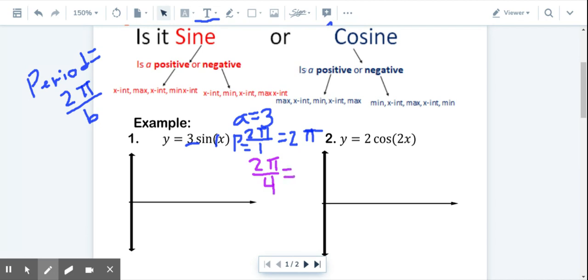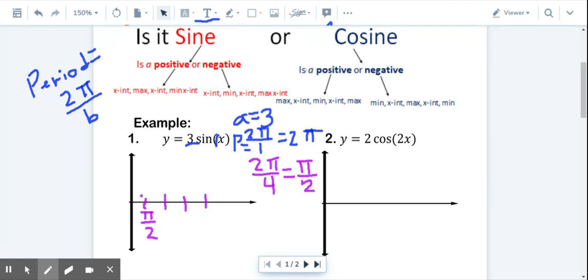We don't get it mixed up. So to find the period, you do 2 pi over b, and once you have that, then you divide it by 4 and you simplify. So 2 over 4 becomes 1 over 2, so pi over 2 is going to be my first dash here. So pi over 2.